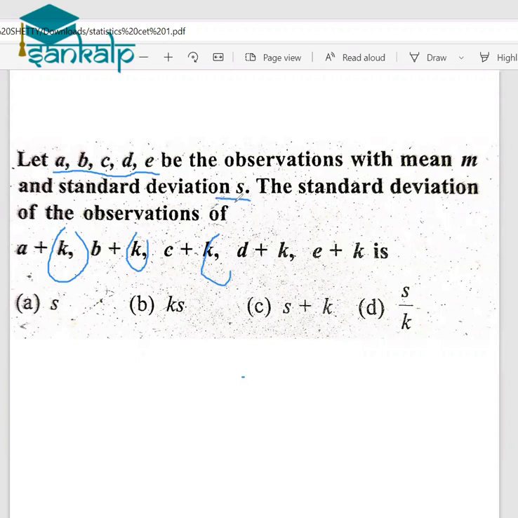So again, by making use of the direct result, if we are adding or subtracting a constant to the given set of observations, there is no change in the standard deviation. So for the new set of observations, A plus K, B plus K, C plus K, D plus K, and E plus K, the standard deviation will be equal to S, and option A will be the right option.